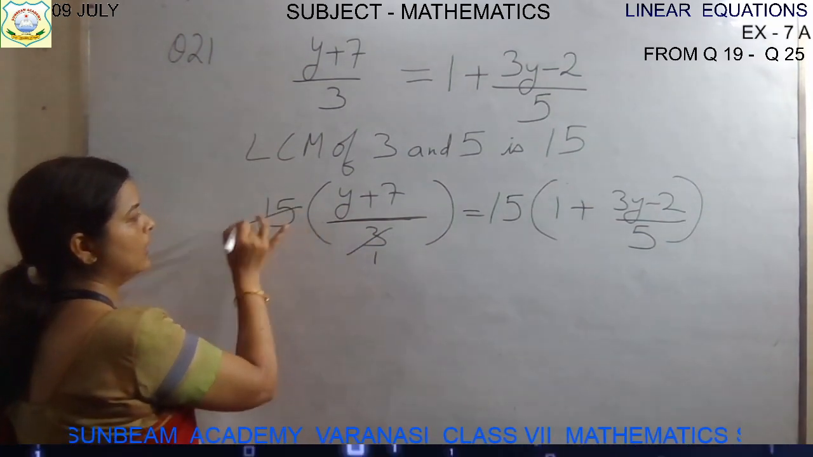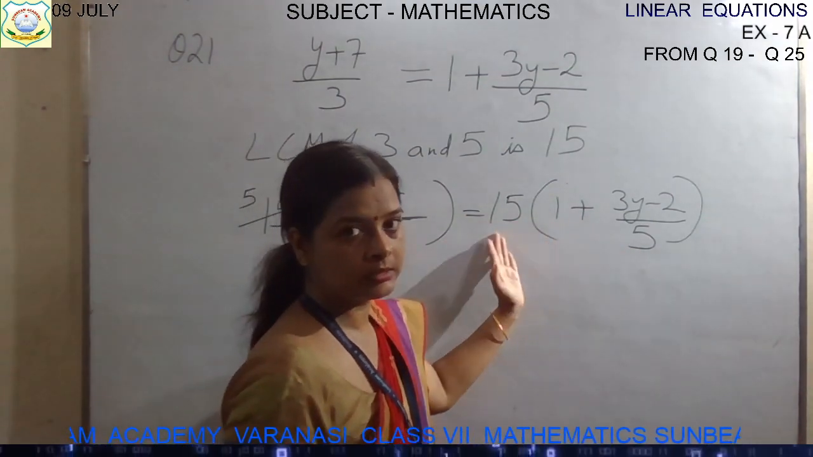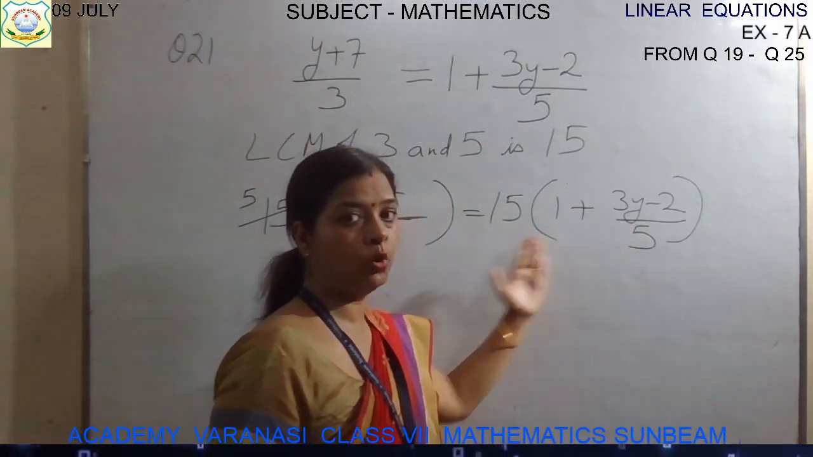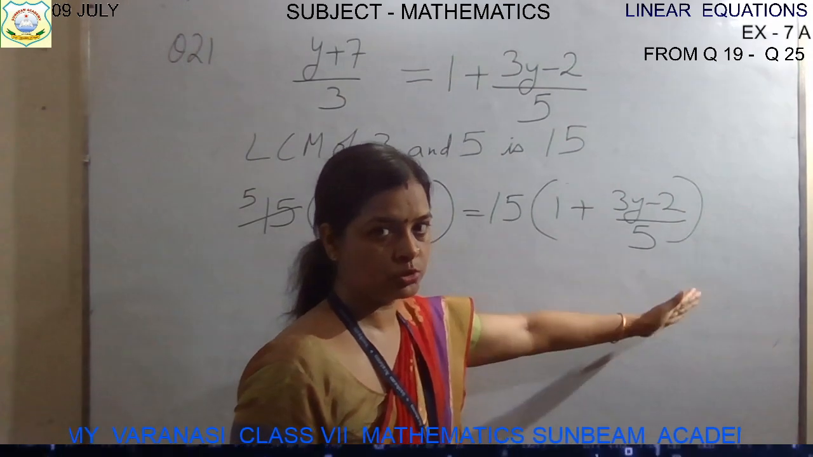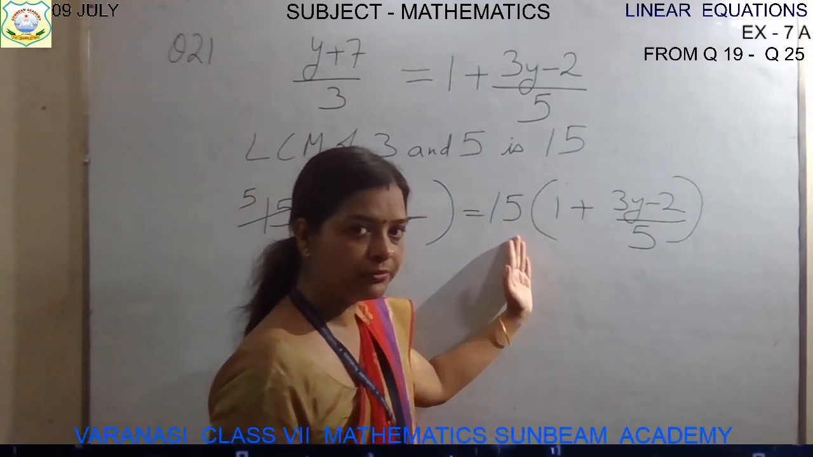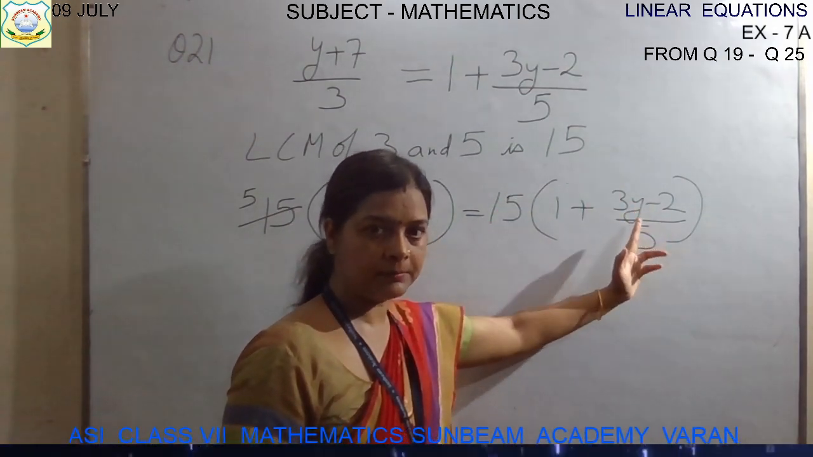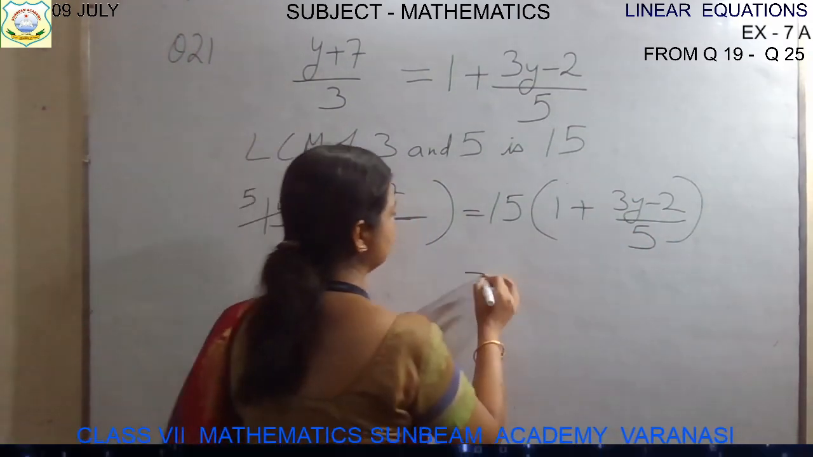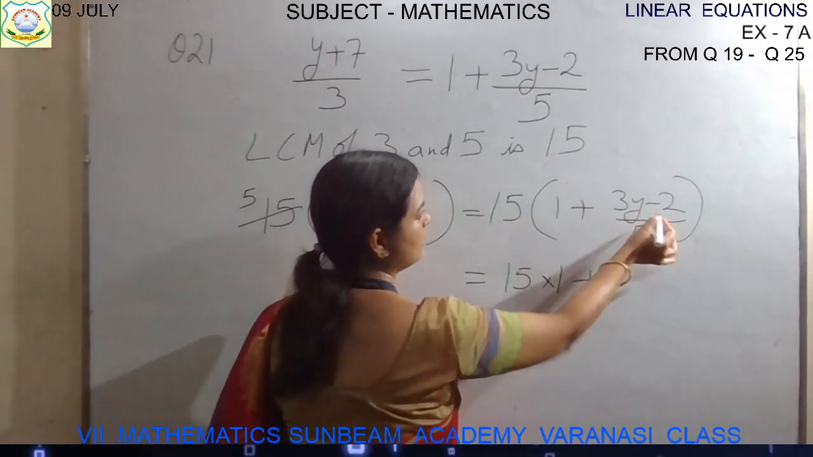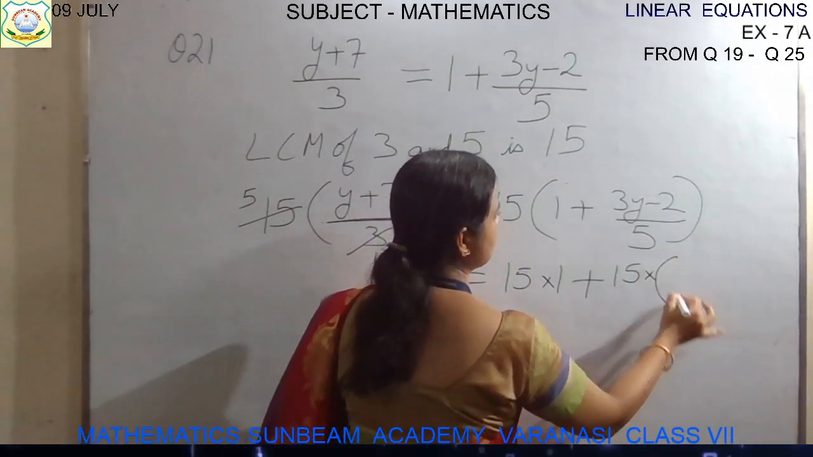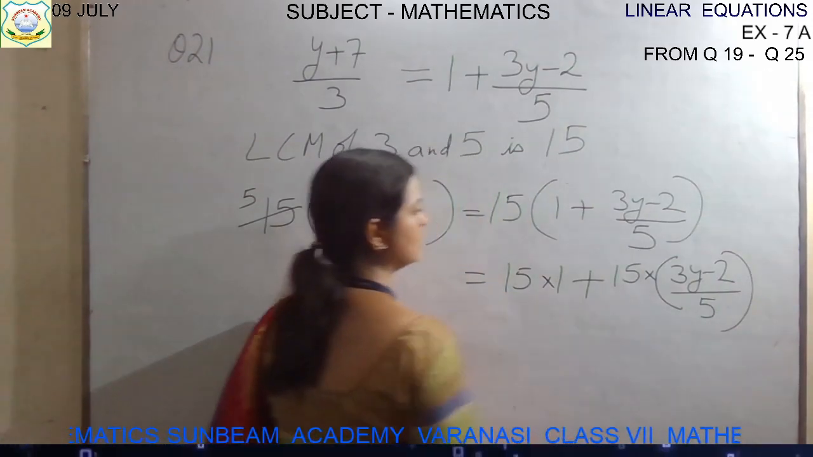3 ones are 3 and 3 fives are 15. That is equal to, now we cannot cut in this way. Why? Because it is not whole upon 5. There are two terms inside the bracket, 1 plus 3y minus 2 by 5. So individually this 15 will multiply with the first term as well as with the second term, and keep it in a bracket. So let's open it. 15 into 1 plus 15 into the second term, that is 3y minus 2 upon 5, bracket close.